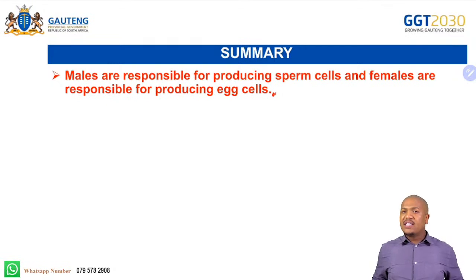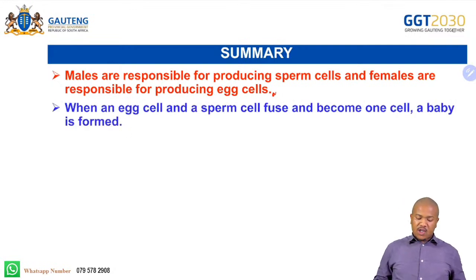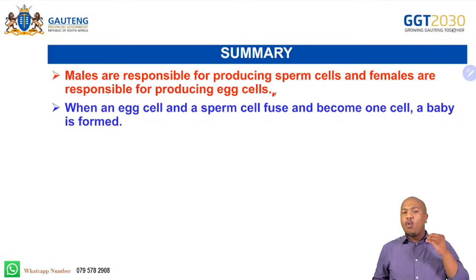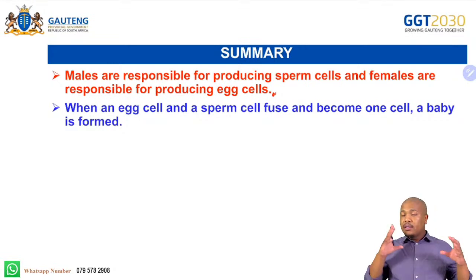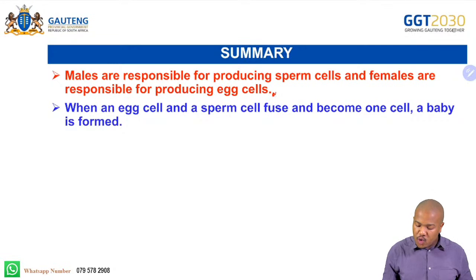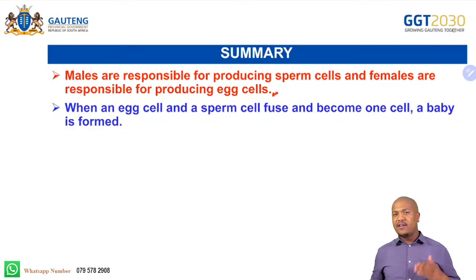We said that in the reproduction process, there are males and females. Males are responsible for producing sperm cells and females are responsible for producing egg cells. When an egg cell and a sperm cell fuse, they become one cell and a baby is formed. This is because of the functions of the two reproductive systems, the male and the female.